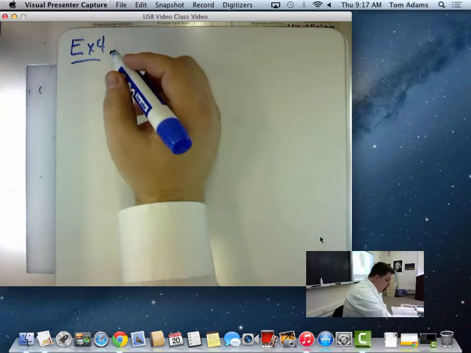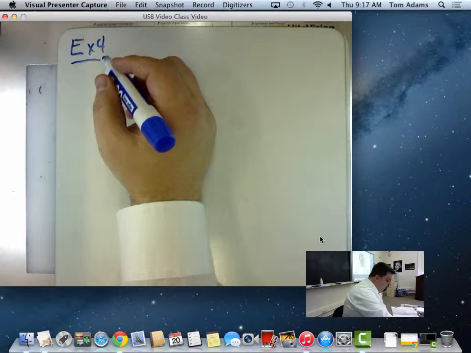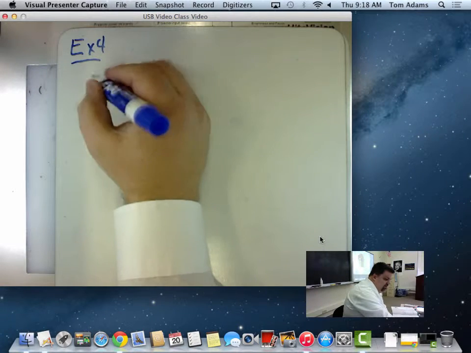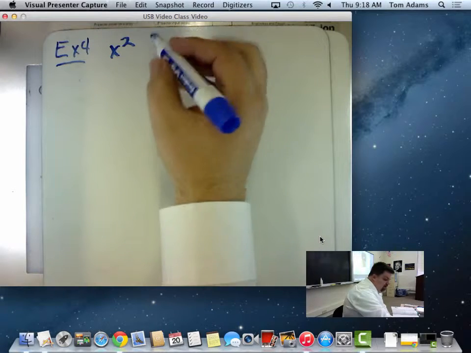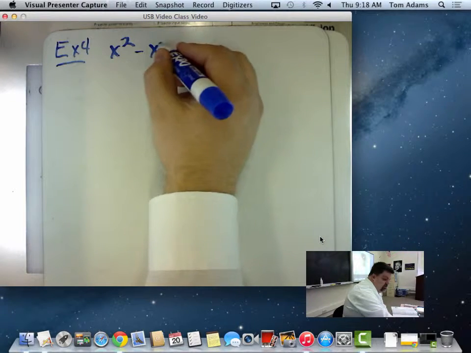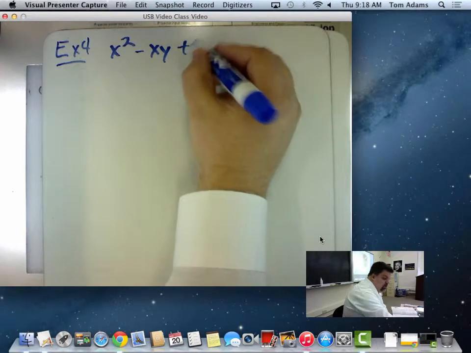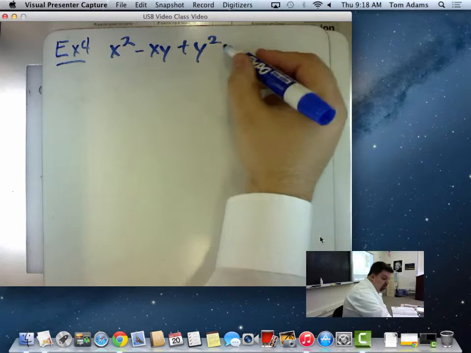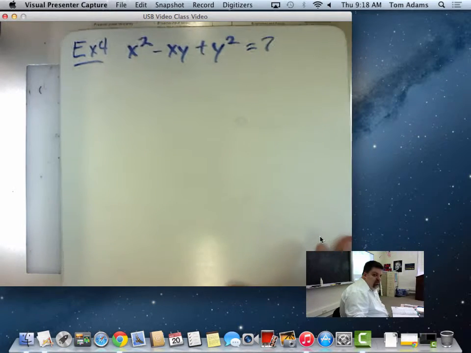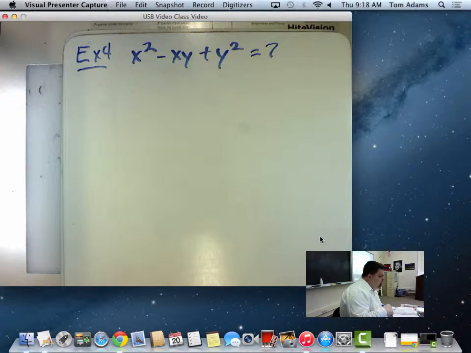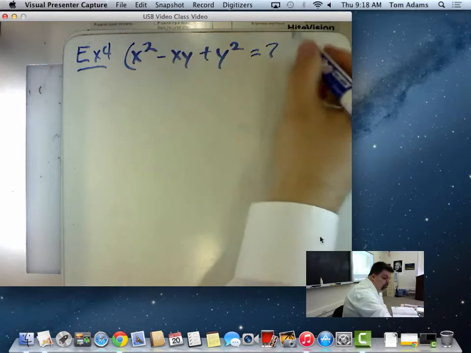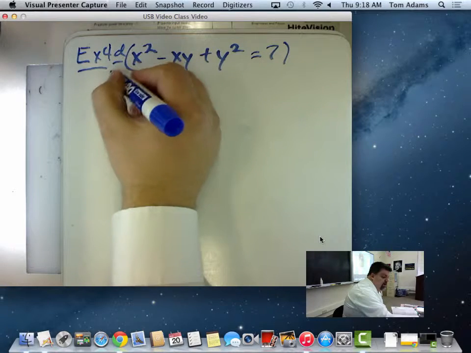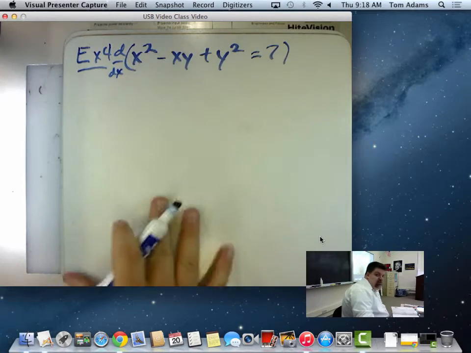So for example number 4, we're going to do another implicit differentiation. This time they've given us the mathematical equation x squared minus xy plus y squared equals 7. Now this one's a little more challenging because we're putting all the stuff that we know together. To differentiate that with respect to x, and I'm going to slide over a little bit here.